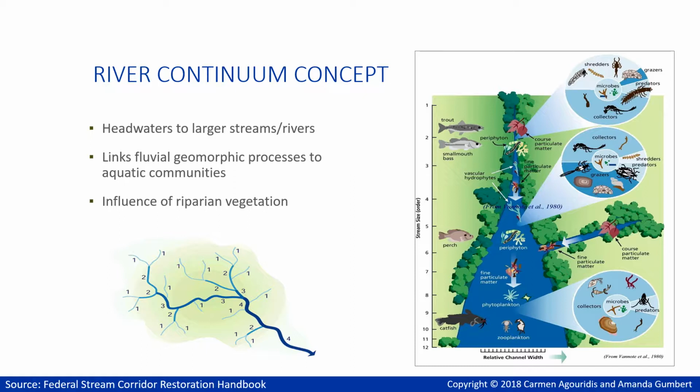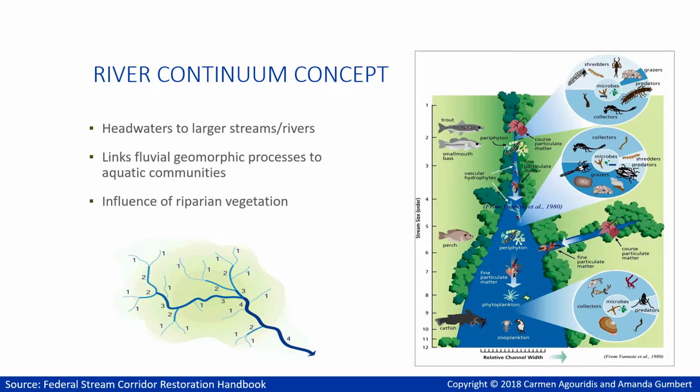Vannote et al. defined headwater streams as those of orders 1 to 3, medium-sized streams as orders 4 to 6, and large rivers as those of orders greater than 6. Headwater streams are strongly influenced by riparian vegetation in terms of shading and carbon inputs. As stream size increases, algal and rooted vascular plant production increases.